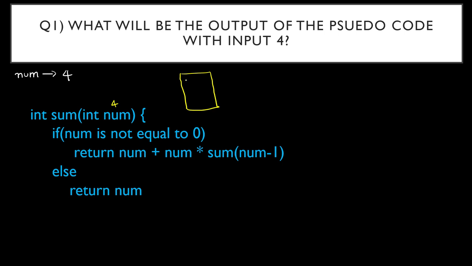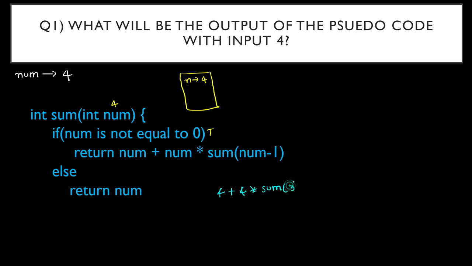So initially, let us make num as 4. So if num is not equal to 0, then you have to return this, else you just have to return num. So since 4 is not equal to 0, this condition becomes true, and what happens is it will return num plus num into sum of num minus 1. That is, it will return 4 plus 4 into sum of num minus 1.